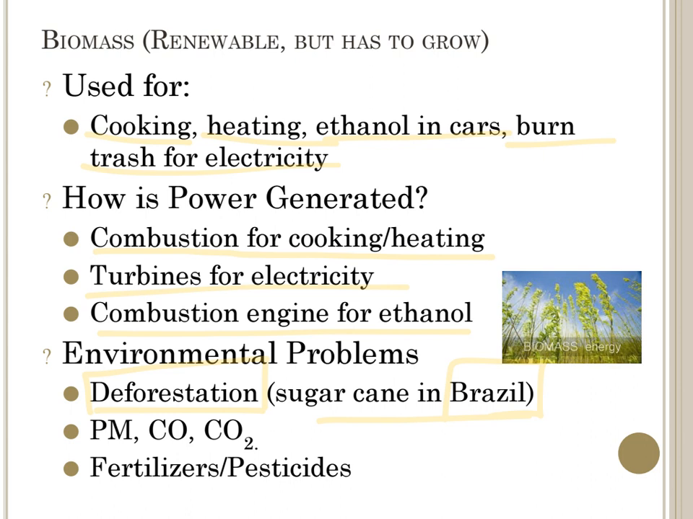The main air pollution from burning trees or ethanol or whatever is particulate matter, carbon monoxide, carbon dioxide. To grow things, we're not talking about a forest, but if you grow corn for ethanol or sugarcane for ethanol, then you're going to have to fertilize and you're going to have to spray pesticides. Remember, fertilizers and pesticides are completely different things. Do not use them interchangeably on an AP test FRQ.